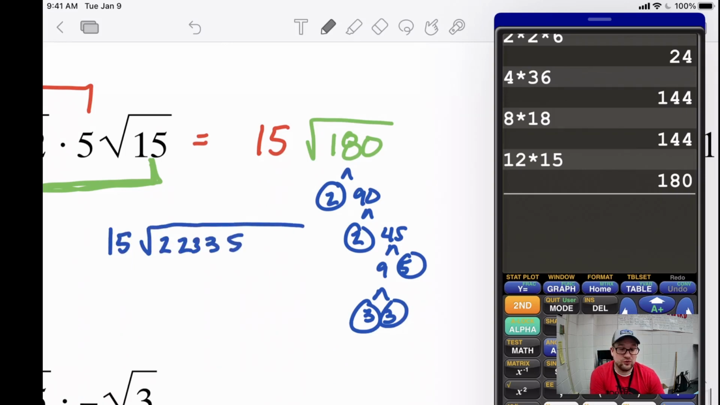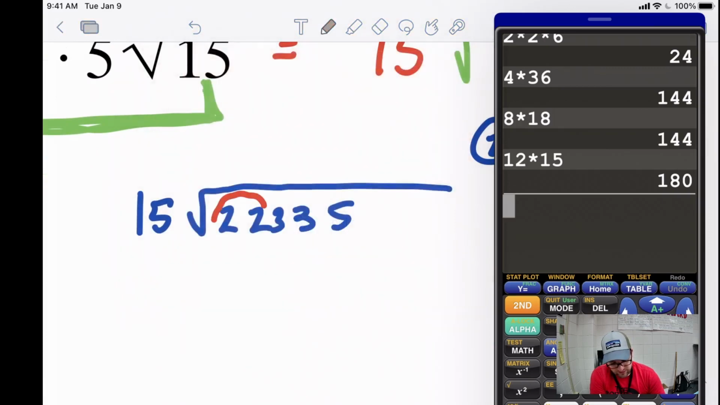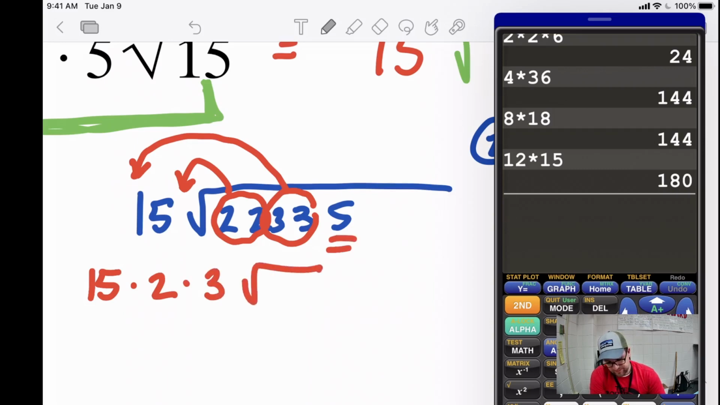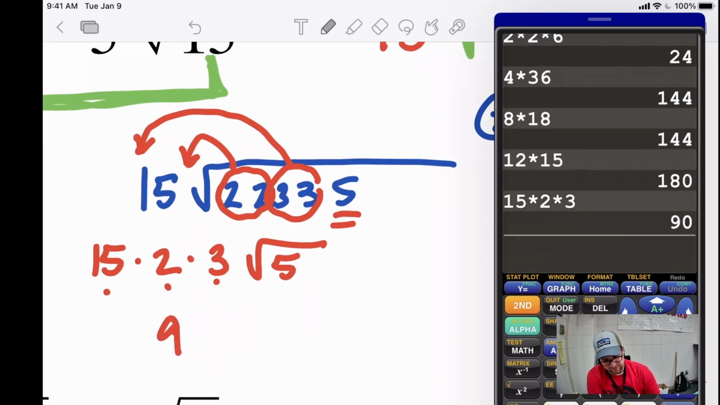This is where we do our 2-for-1 special. This is why we've been practicing that for the last week. If you have two of the same number, you get to pull one of those to the outside. So I'm going to have a 15 on the outside, I'm going to have a 2 on the outside, and I'm going to have a 3 on the outside. And those are all going to get multiplied together. Now what was left on the inside? Just 5. So it's going to stay in there. So last but not least, 15 times 2 times 3 is 90. So my final answer here will be 90 square roots of 5.